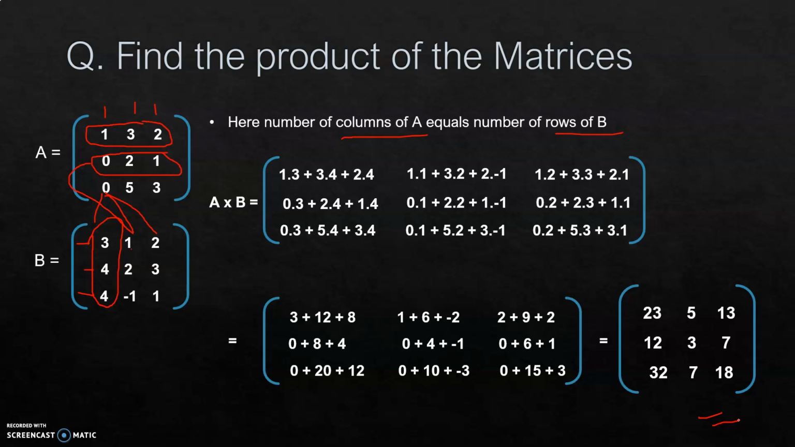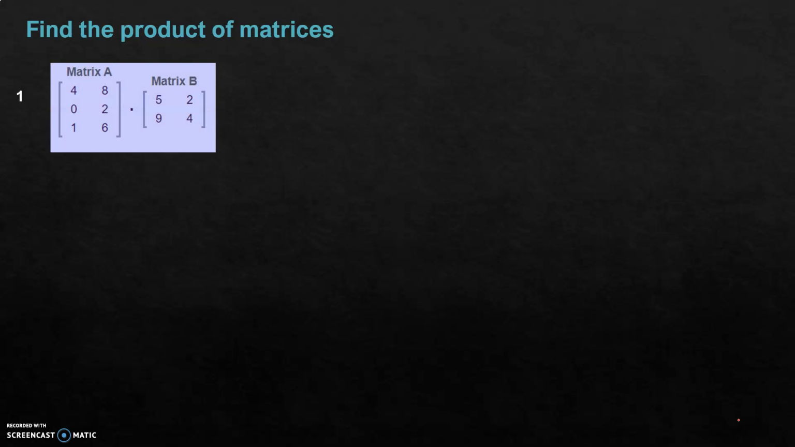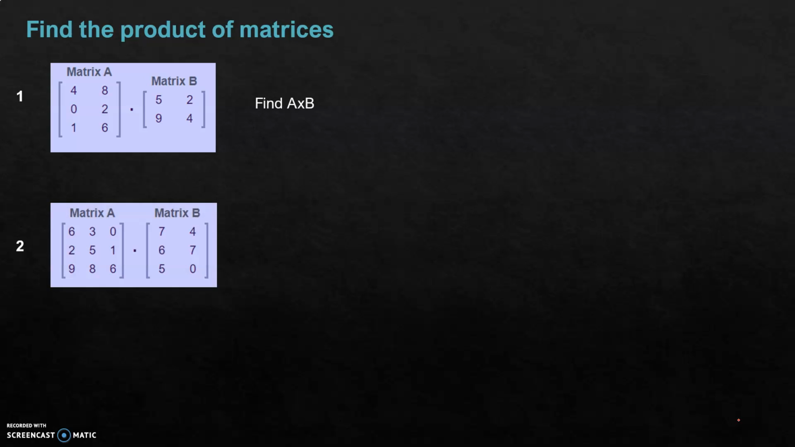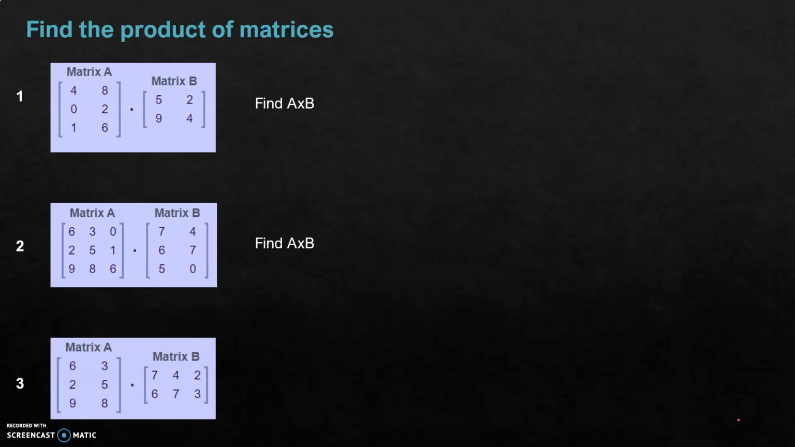I hope you are getting it. I have given certain problems here as exercises. You want to do these problems in your notebook and submit them in Google Classroom. Okay, so question number one, matrix A and B. First you need to check whether it is multiplicable or not. Then question number two, it is like this, matrix A and B.